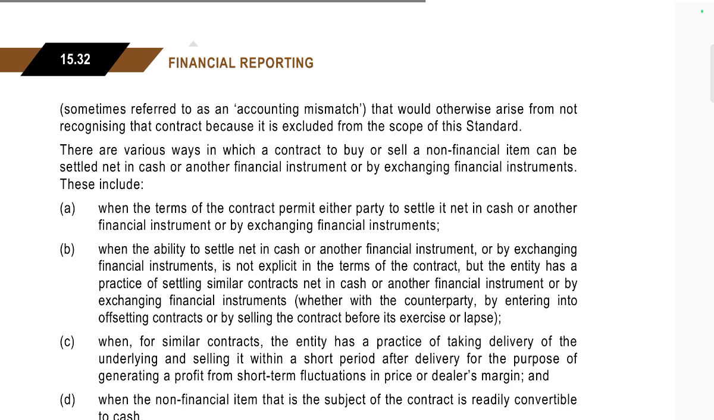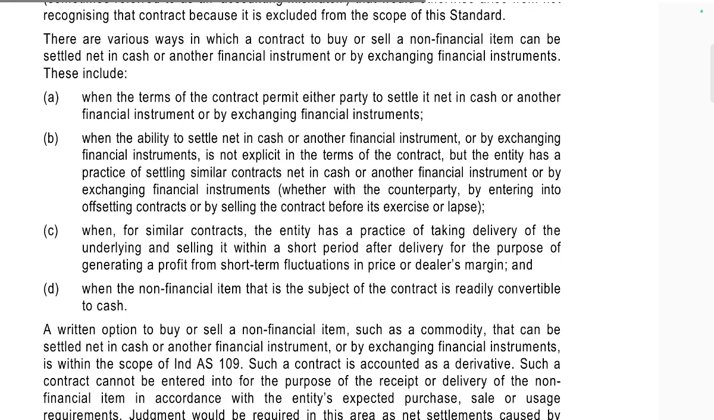This is sometimes referred to as an accounting mismatch, which would otherwise arise from not recognizing the contract because it is excluded from the scope of the standard. There are various ways in which a contract to buy or sell non-financial items can be settled net in cash or another financial instrument or by exchanging financial instruments. This includes where the terms of the contract permit either party to settle net in cash or another financial instrument or by exchanging financial instruments.